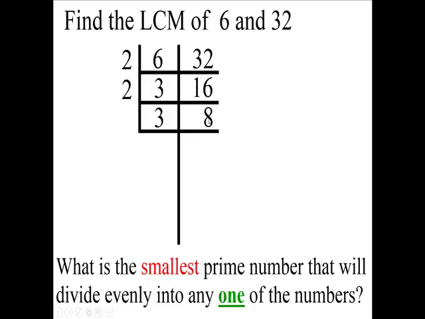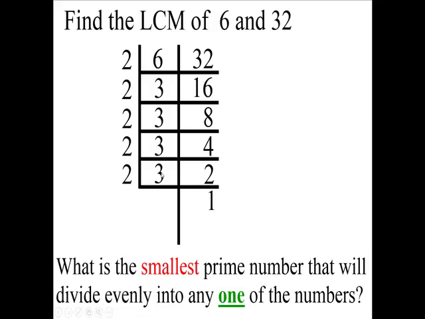Now, what's the smallest prime number that will go evenly into 8? 2 once again. It goes into 8 4 times, bring down the 3. Divide the 4 by another prime number, 2. Goes 2 times, bring down the 3. And finally we get rid of our last 2 by dividing by 2. It goes 1 time, bring down the 3.